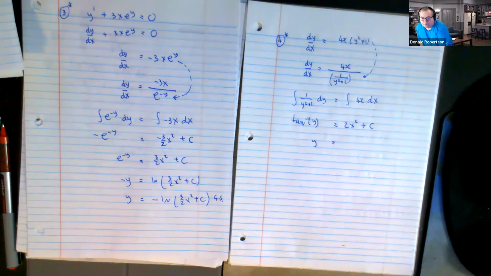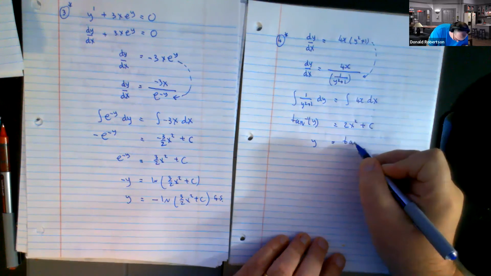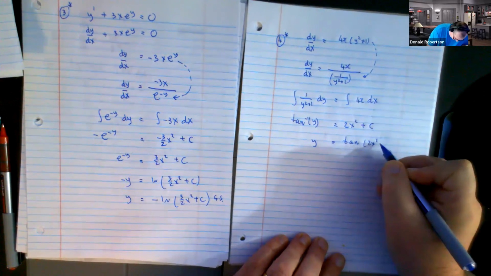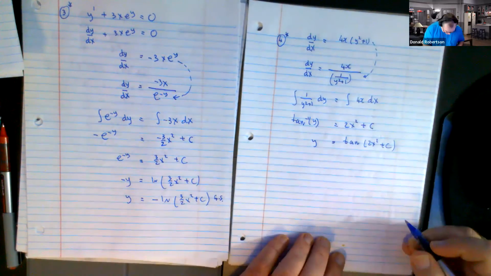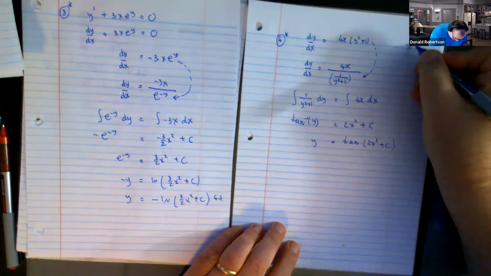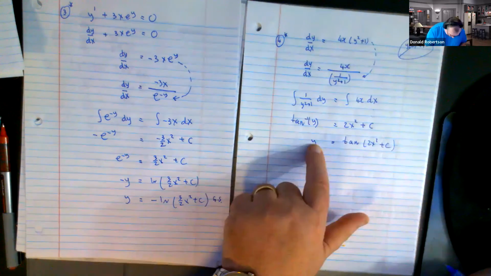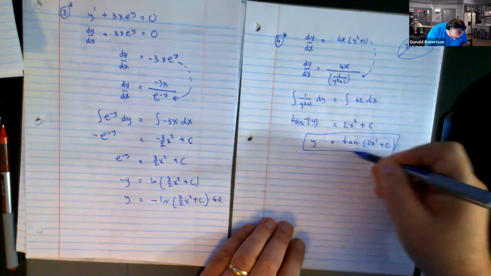What would I do to both sides to get y? Would you take the tangent of both sides? You would indeed. And again, this question doesn't have any y of 0 equals 10 going on. If it did, I'd find c, so that's us finished. That's our general solution.